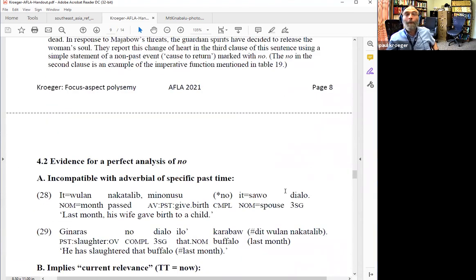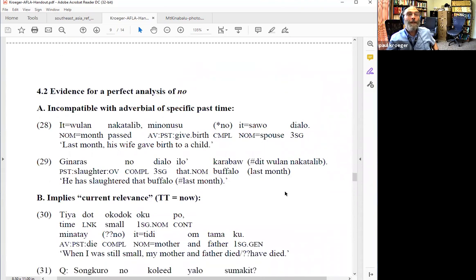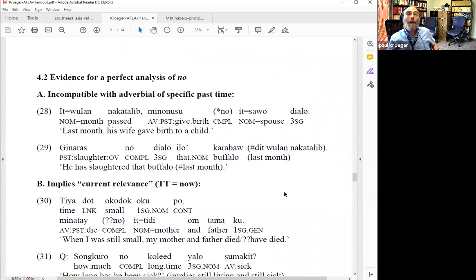All right. Why perfect? I think I'm about out of time, so let me rip through some of these. We can talk more later if you want. First of all, they're incompatible with adverbs of specific past time. In English it's okay. So we can say his wife gave birth to a child, and we can specify the time, like last month, but in that case, you can't add the particle.